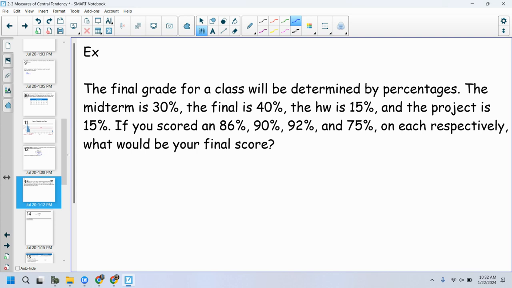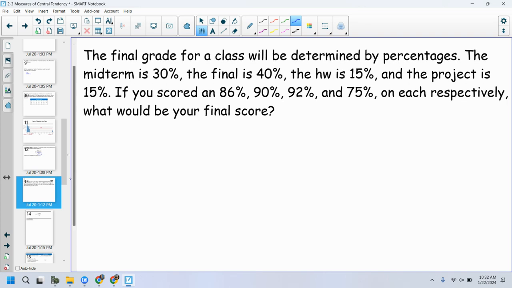And honestly, for you CCP people, this is how our grade gets calculated as well. Each category has its own weight, and within those weights, you're going to get a certain percentage. And from those percentages, you can average out your overall grade. Okay, final grade for the class will be determined by percentages.